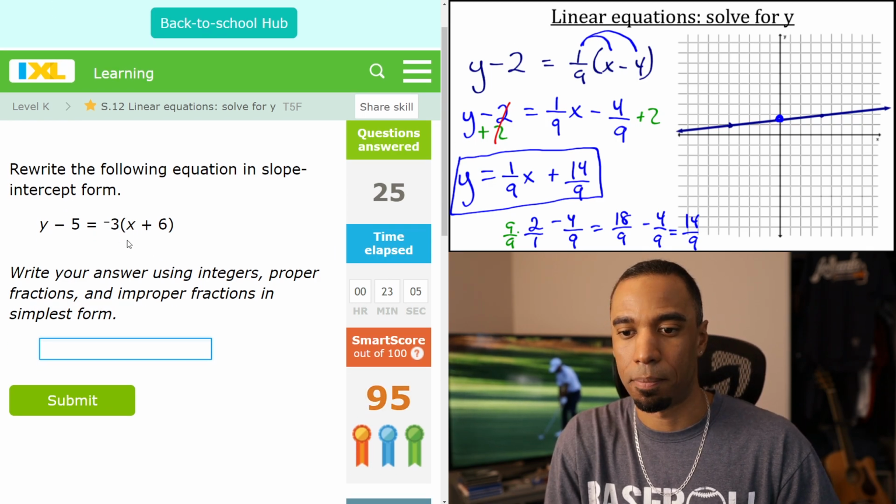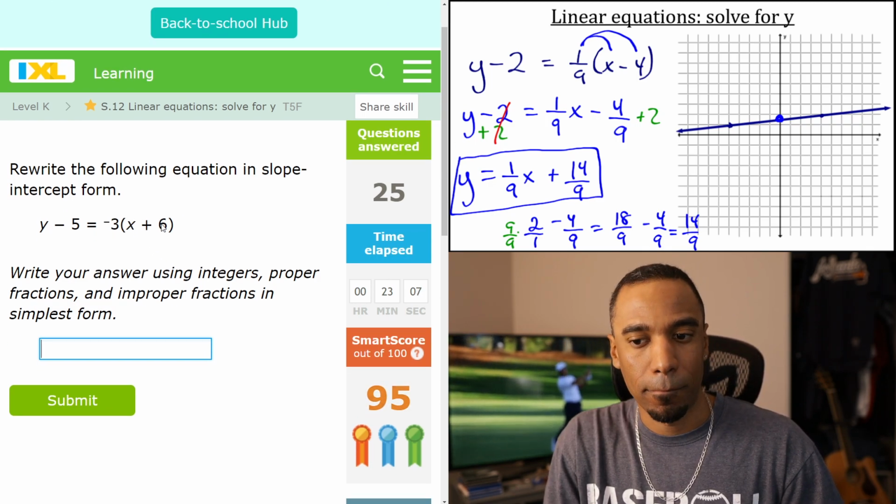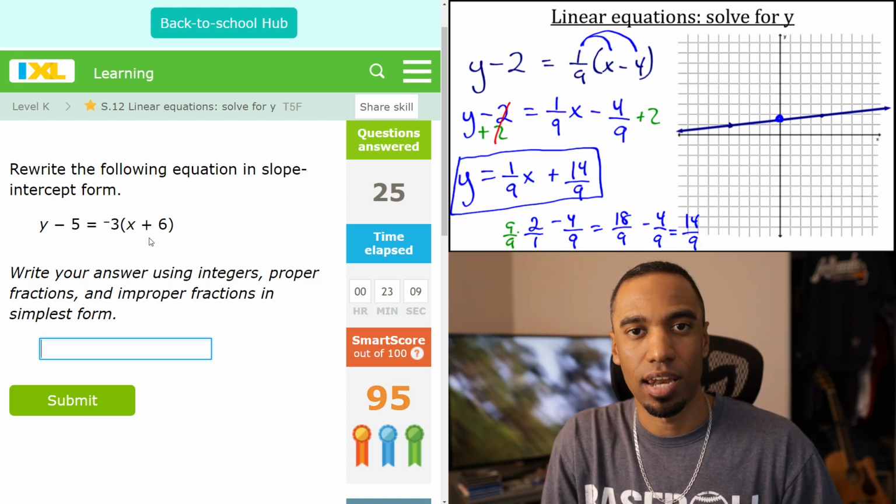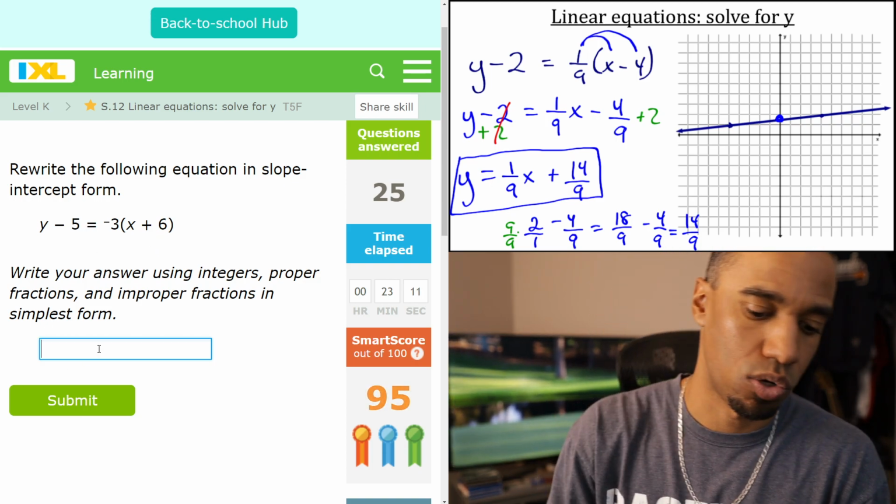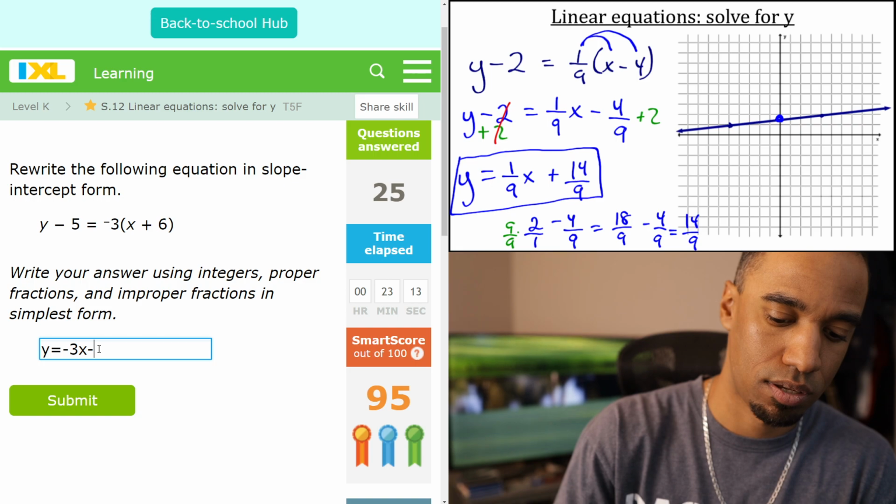All right, this one's easier again. -3x minus 18. Add 5 to -18 and I get -13. So y equals -3x minus 13.